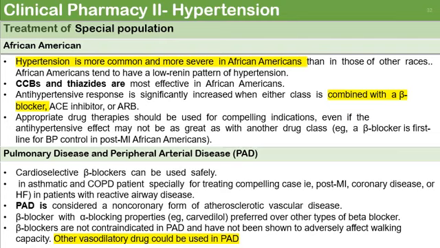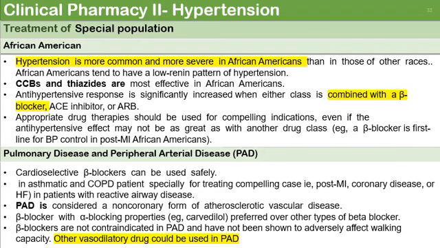Third, for patients with pulmonary disease, a cardioselective beta blocker can be used safely, but a non-selective one is not preferred. For patients with peripheral artery disease, which is a non-coronary form of atherosclerotic vascular disease, beta blockers with an alpha blocker could be used. Beta blockers are generally not preferred.